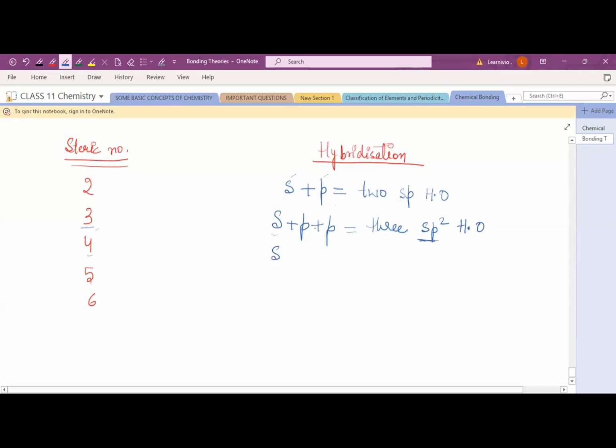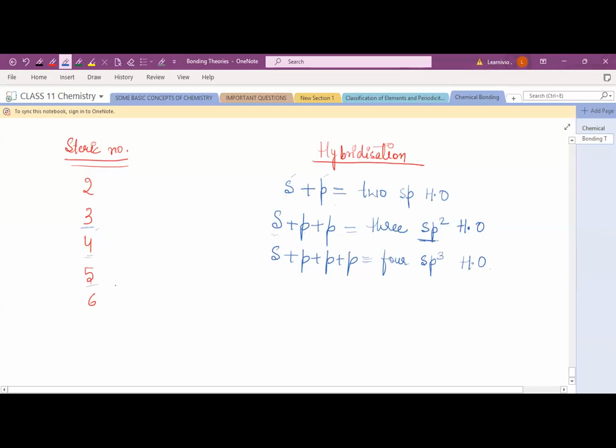If the steric number is 4, again, p orbitals are there. Maximum how many p orbitals are there? Maximum 3 p orbitals. So 1s plus 3p: 1, 2, 3, 4. 4 orbitals are there. That's why the steric number is 4. When they participate in the hybridization, they will form 4. So you will write s p and on the superscript you will write 3. So hybridization is sp3, and hybrid orbitals are 4 sp3 hybrid orbitals.